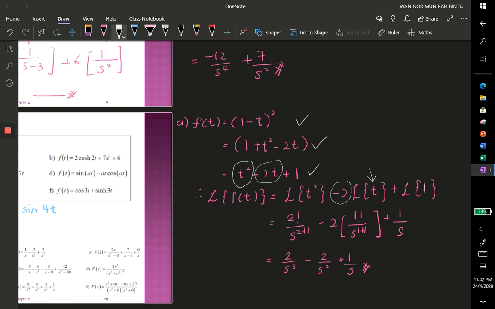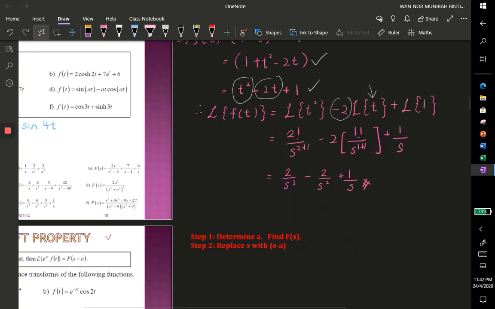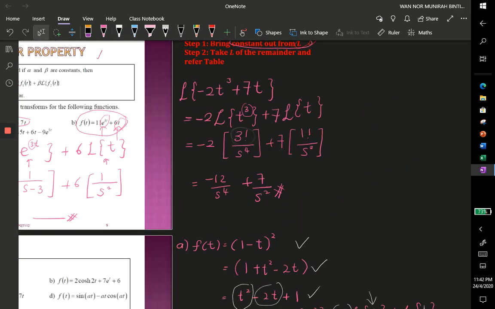So we have this one: 2 factorial over s cubed, minus 2 times the transform of t, which is 1 over s squared, plus 1 over s. Please, class, please don't do this one. Let's say Laplace of negative 2t cubed is not equal to Laplace of negative 2 multiplied by Laplace of t cubed. This is wrong. You must apply the linearity property.